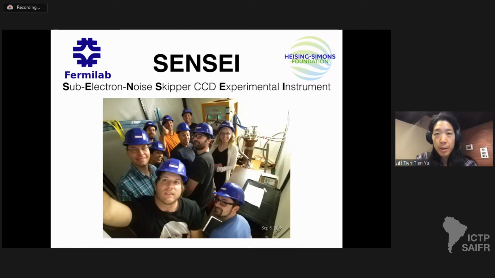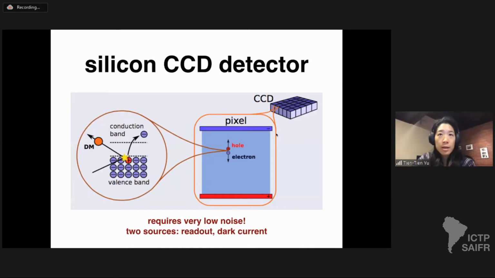Sensei has gotten a lot bigger since then. So Sensei is sitting inside this copper vessel. The collaboration has also likewise gotten larger. So what is Sensei? It's a silicon experiment. It uses silicon CCDs. And the idea with a CCD is you use the silicon target as the detector. And so you find CCDs, for example, in cameras, like the Dark Energy Survey uses CCDs, SDSS used CCDs.